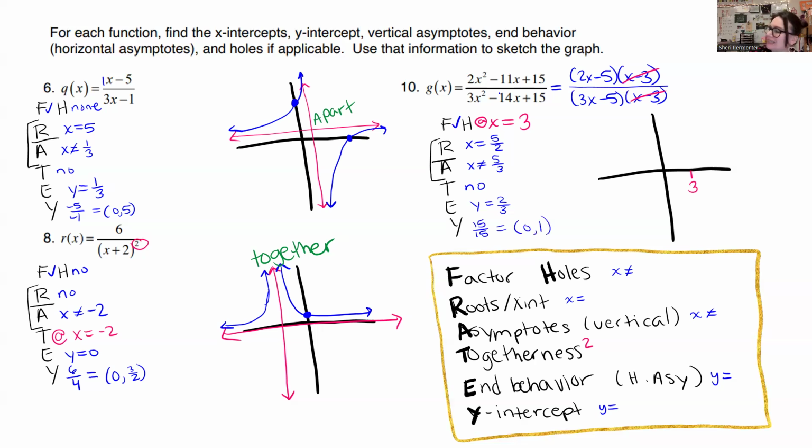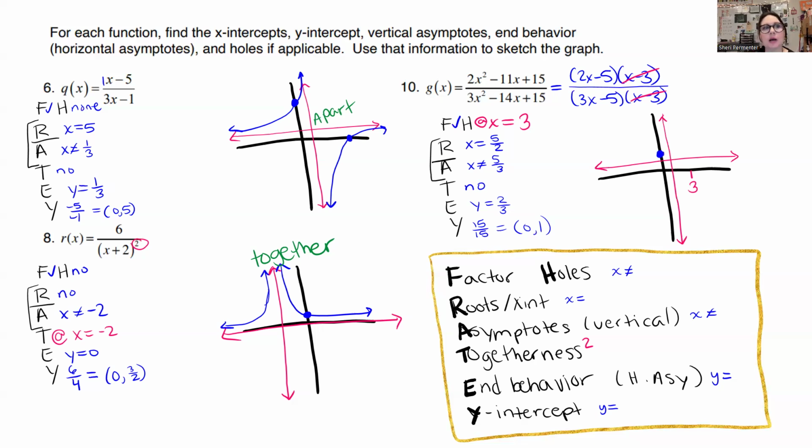I have everything I need to sketch on my asymptotes and intercepts. Asymptotes. I have a horizontal asymptote at 2/3, and then a vertical asymptote at 5/3. My intercepts, I have a y-intercept over at 1.